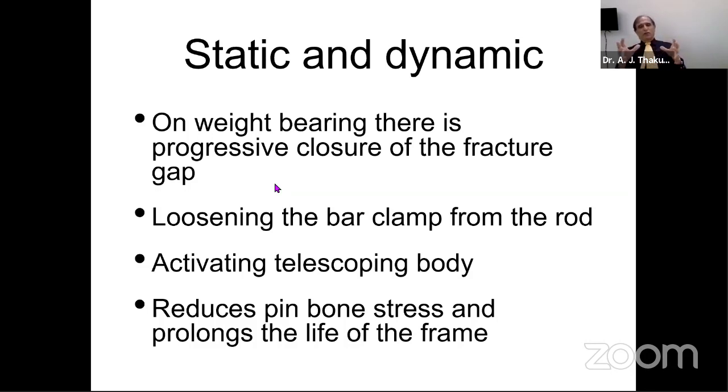Starting dynamization on weight bearing, there is progressive closure of the fracture. Loosening the bar on one side or the other will activate the dynamization. So these are the methods of producing dynamization. You can loosen the clamps, you can activate the telescoping knob of the fixator, or reduce the bone stress. This I discussed recently. Reduce bone stress and prolong the life of the fixator.